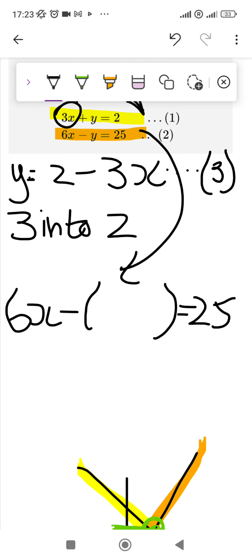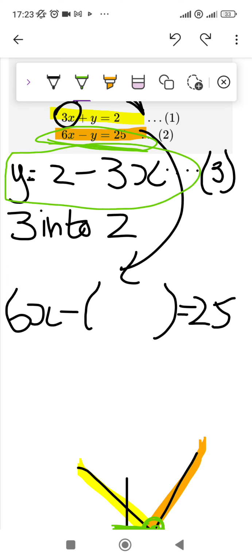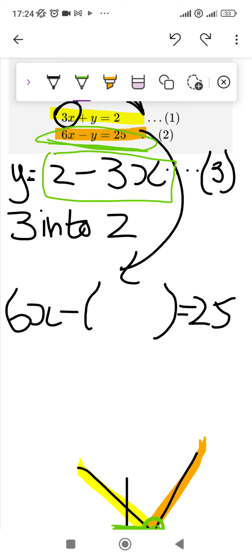So I've written down this equation over here. The 6x is there, the minus is there. Now instead of writing y, we've made equation number 3, and we are going to substitute equation 3 into equation 2. So instead of y, we are going to put all of this here, because this is equal to y. We're going to put it in place of y. So now we have 2 minus 3x.